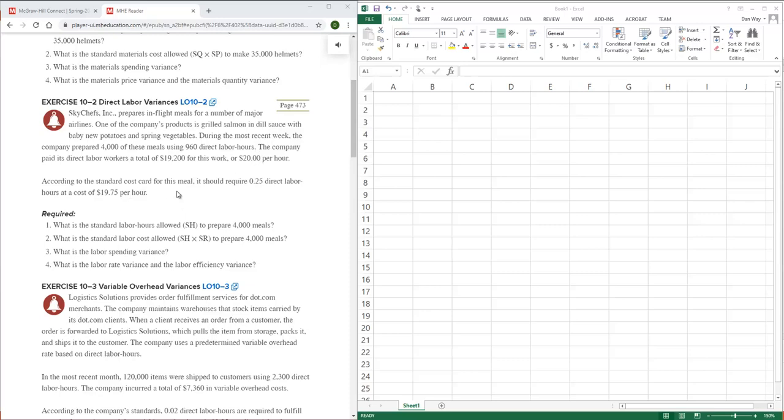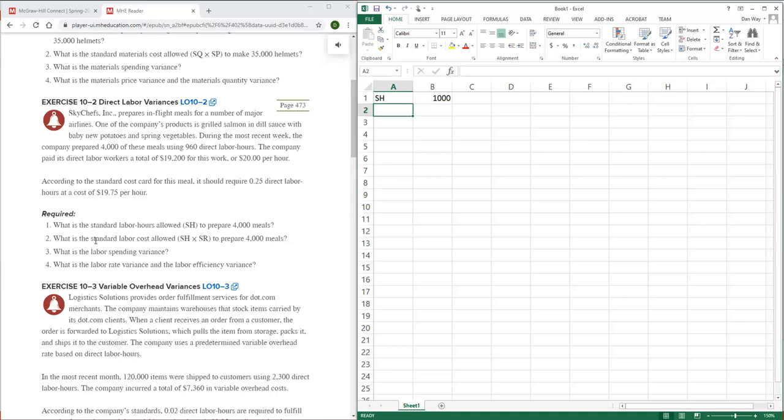Sometimes we have those built-in checks to think about what direction it should be going, or is this favorable or unfavorable. So in any event, let's look at the standard labor hours now allowed to prepare 4,000 meals. That's going to be equivalent to the 0.25 direct labor hours that it should take to do one meal, 15 minutes in other words, times the 4,000 meals that were prepared. So the standard hours is 1,000.